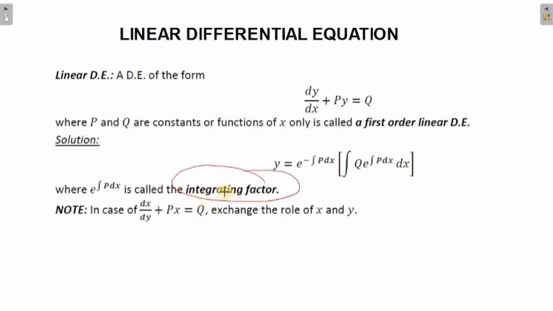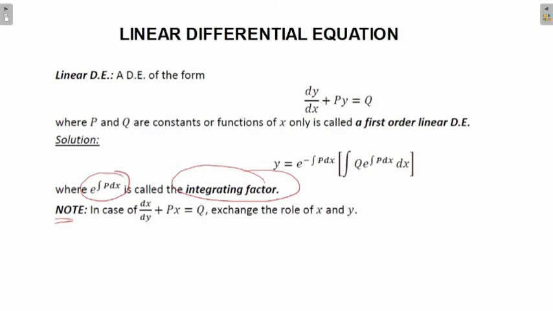And what is the integrating factor? The integrating factor is given by this particular quantity. Sometimes, instead of dy by dx, you will be given dx by dy, and in that case the roles of x and y get changed. So dx by dy plus Px is equal to Q. Remember, here we had Py, but in this case we have Px. This time P and Q can be constants or functions of y. So you have to be very careful with this particular case.